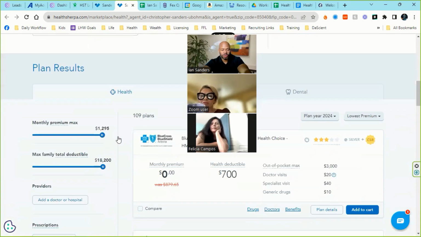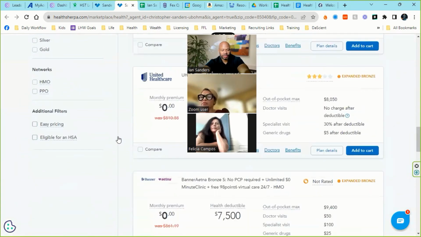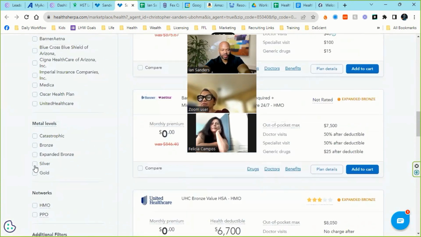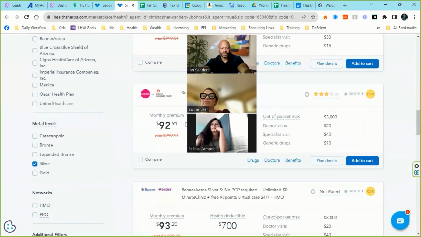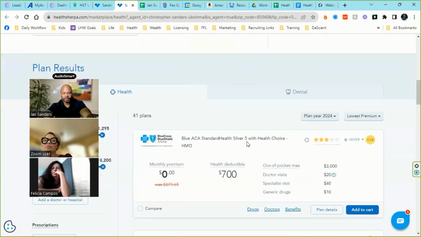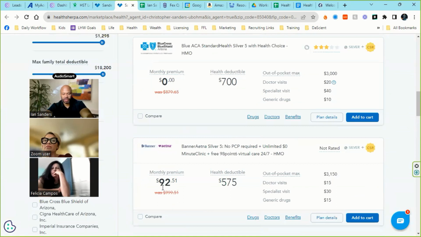And to make sure that you do that, if you scroll down, you'll just click silver here on the metal levels. And then it's going to pull the plans up. So what we're looking at here are the different costs of the plans. Now she was saying that they go to the doctor. We have doctor visits here, generic drugs here, what the specialist would be. But the main thing is it's a $0 premium, but you have the $700 deductible and an out-of-pocket maximum of $3,000.